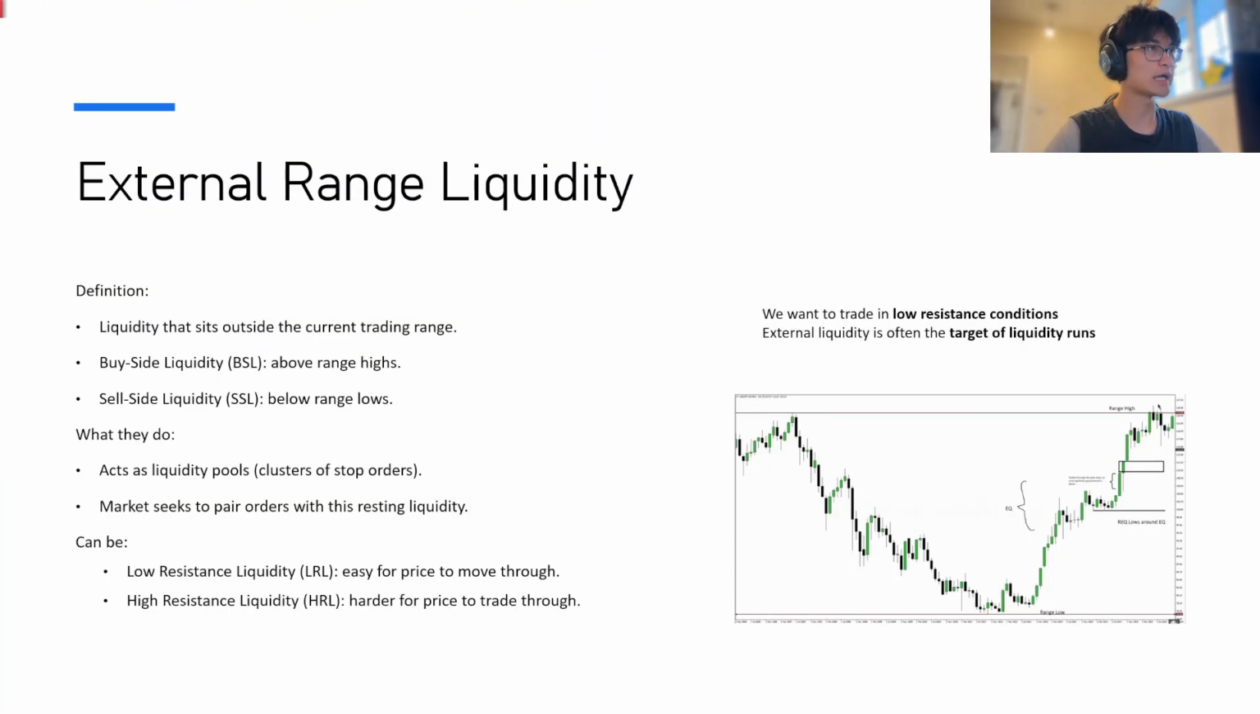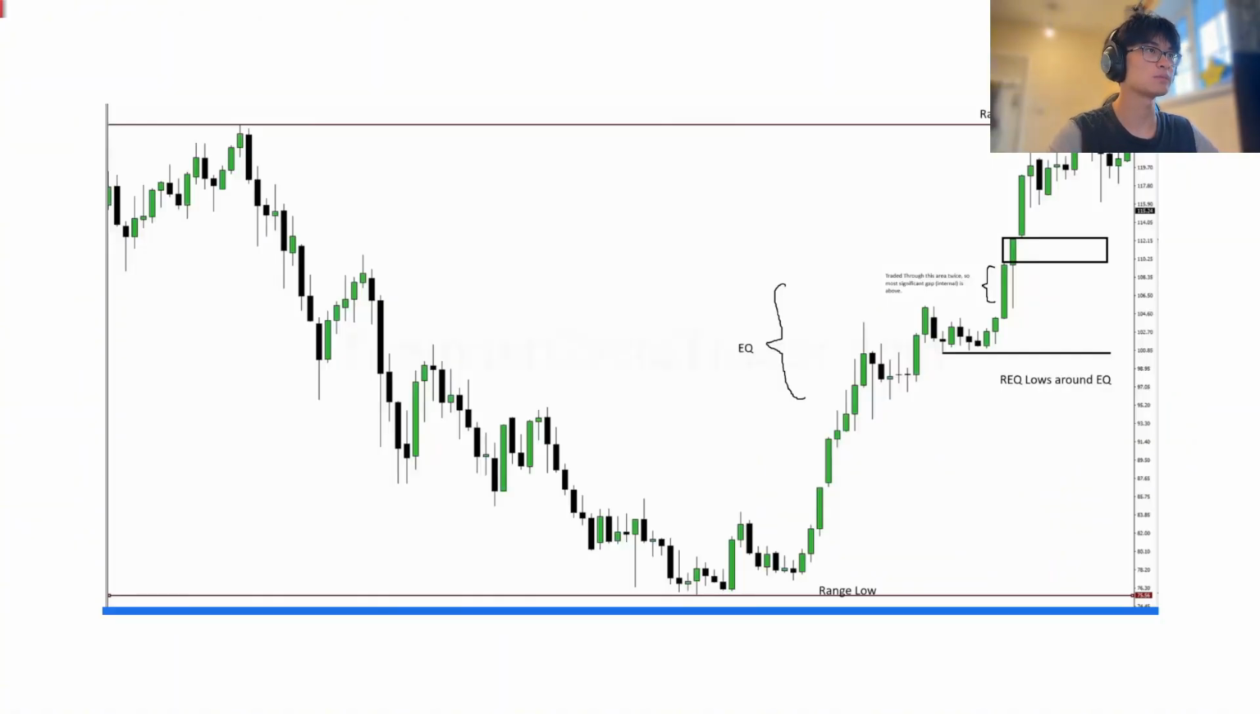So, going over external range liquidity. What is external range liquidity? It's liquidity that sits outside the current trading range. It can be buy side or sell side, and as long as it's the range high or the range low, it's external range liquidity. And they act as liquidity pools. Let's use the example here. This is from ICT's video. I'm not going to be using my own examples because I probably won't know what I'm talking about. I'm just using strictly ICT's examples, kind of quoting him, but condensing it in this video.